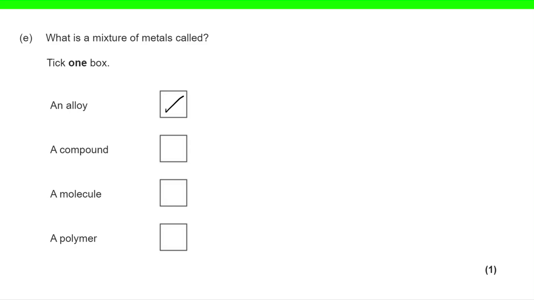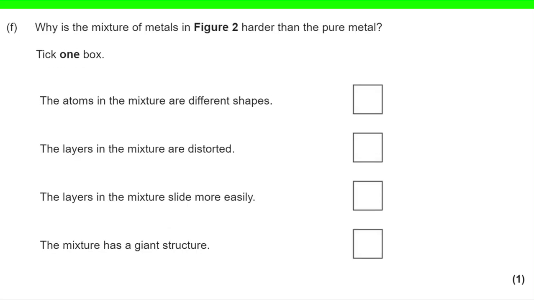It's an alloy. And moving on again to F, why is the mixture of metals in figure 2 harder than the pure metal? And this has got a very specific answer. It's the fact that the layers are distorted. Now that means that they cannot slide over each other as easily as they otherwise could.